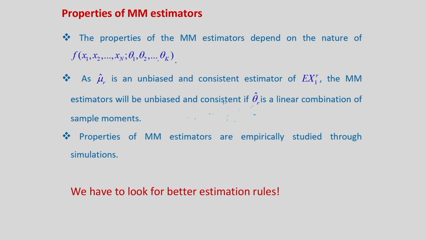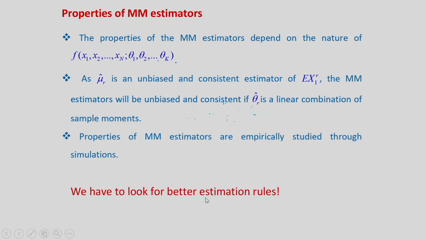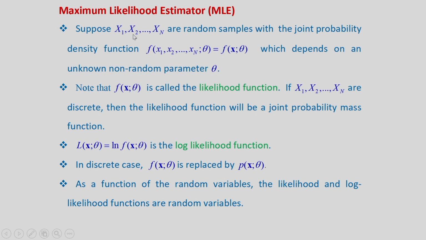So, this is a very simple estimator. It was introduced by Pearson as far back as 1901, and it is widely used also, but it may not have the good properties of an estimator. So, we have to look for a better estimator. Such a rule is the maximum likelihood estimator.